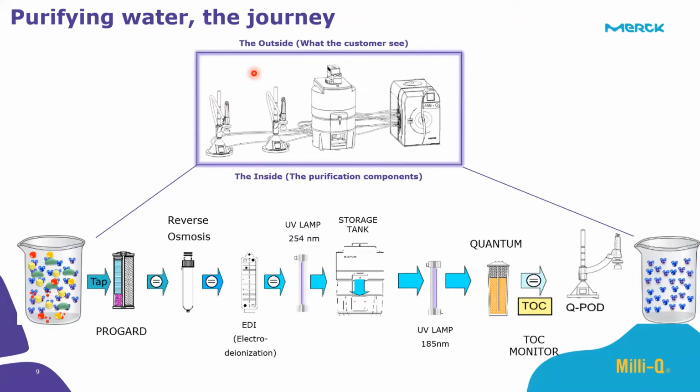This is what you will see on your bench: the water purification system, the reservoir tank, and the dispensing units. But inside there, you have all these purification technologies brought together. So you have the activated carbon, you have filtration, you have the reverse osmosis, you have electrodeionization, UV lamp 254 or 265 to kill the bacteria or to control bacterial growth. You have the storage for the very first step of purification. You have UV 185 or sometimes 172 to break down the organics. You have ion exchange resin and activated carbon.